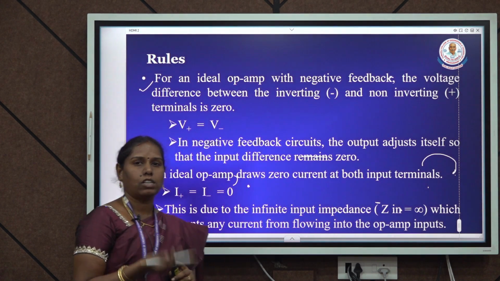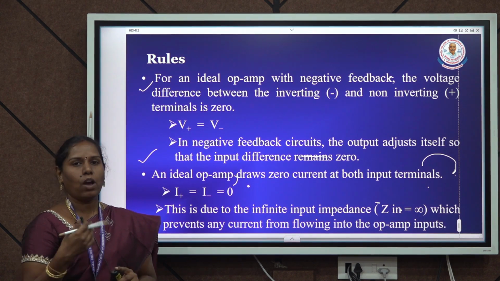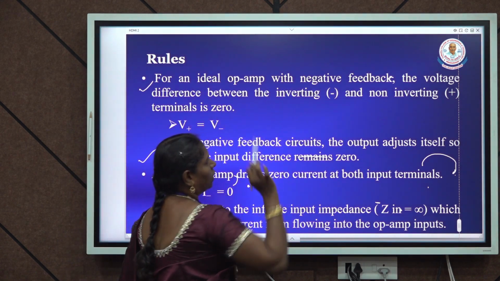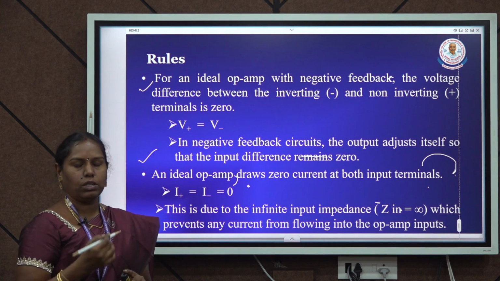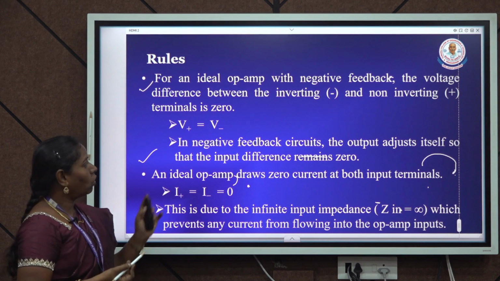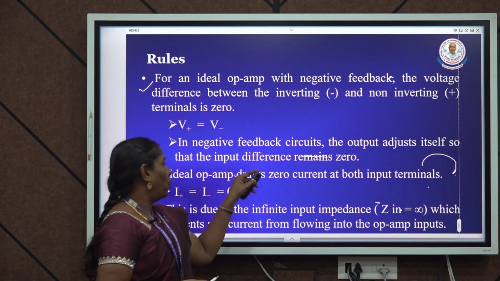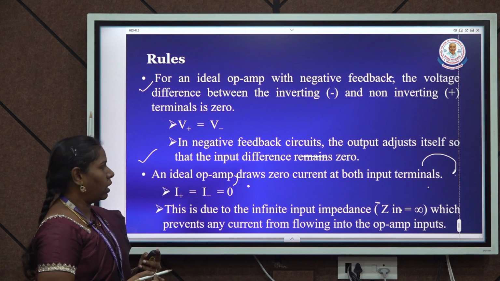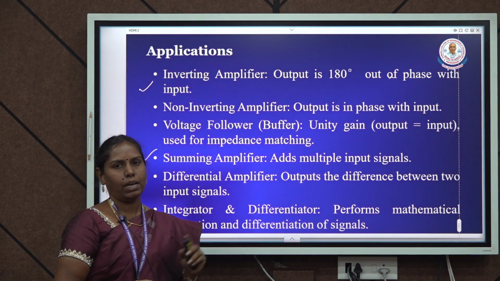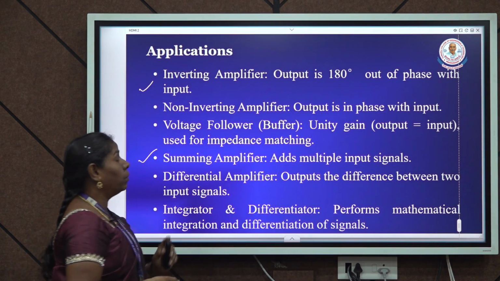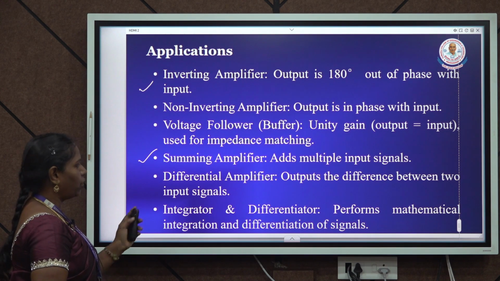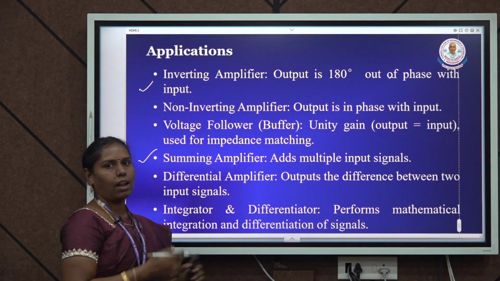For designing circuits which utilize operational amplifiers, we have to follow two golden rules. Rule number 1: for an ideal operational amplifier with negative feedback configuration, the voltage difference between the inverting terminal and the non-inverting terminal is 0. Rule number 2: the ideal operational amplifier does not draw any current, which means it draws 0 current at both terminals. Coming back to the topic of applications, operational amplifiers can be used as an inverting amplifier, non-inverting amplifier, voltage follower, summing amplifier, differential amplifier, integrator, differentiator, and so on.